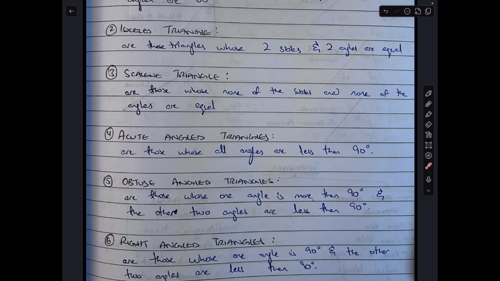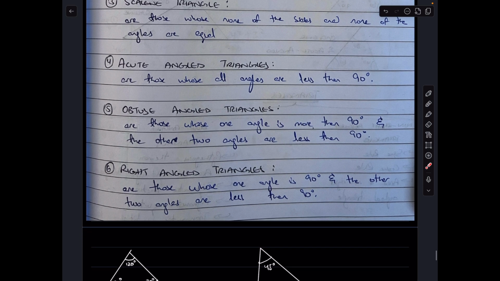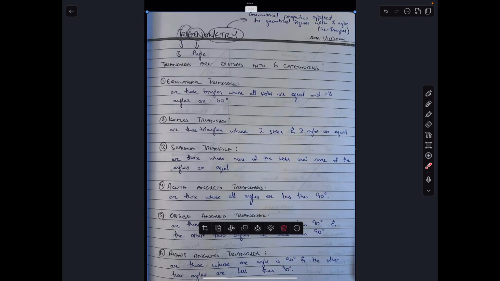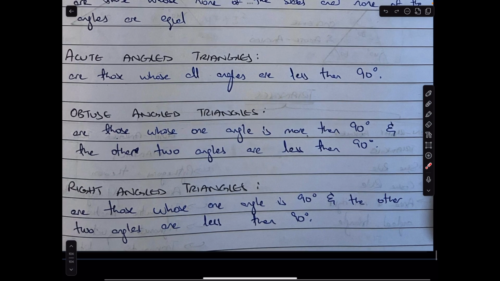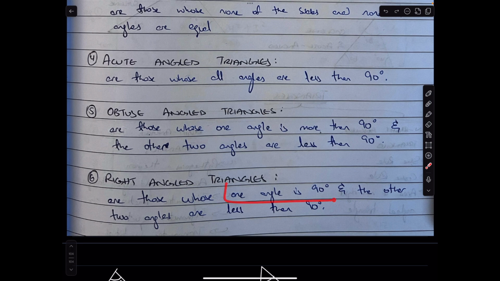Then the last three categories are based on angles. Acute angle triangles means all angles are less than 90 degrees. Obtuse angle triangles have one angle greater than 90 degrees. And right angle triangles have one angle which is 90 degrees.